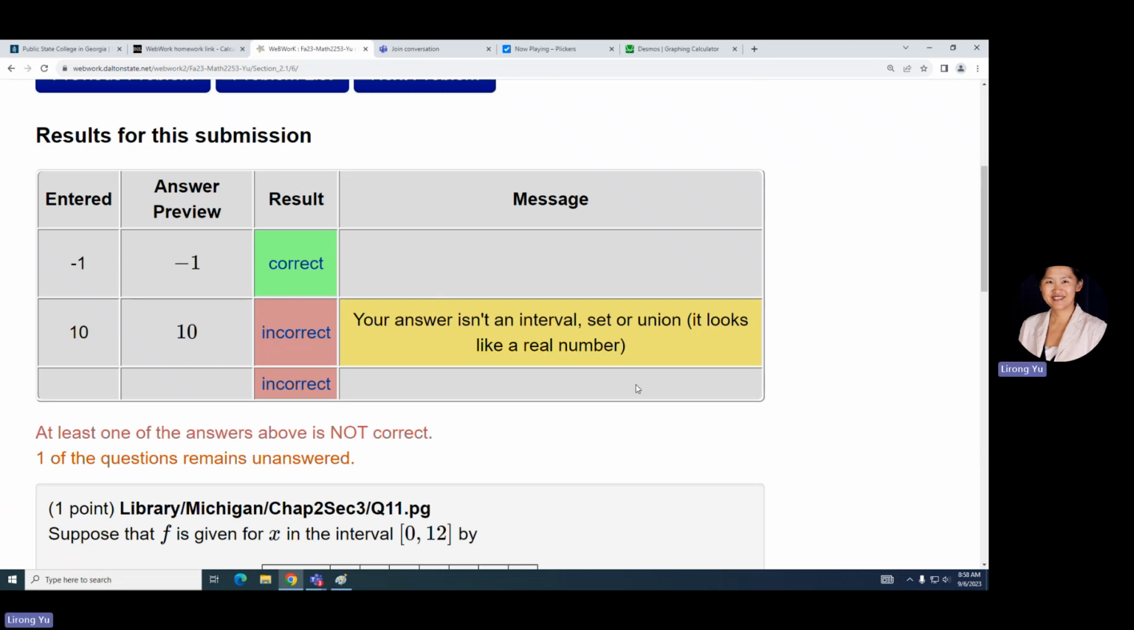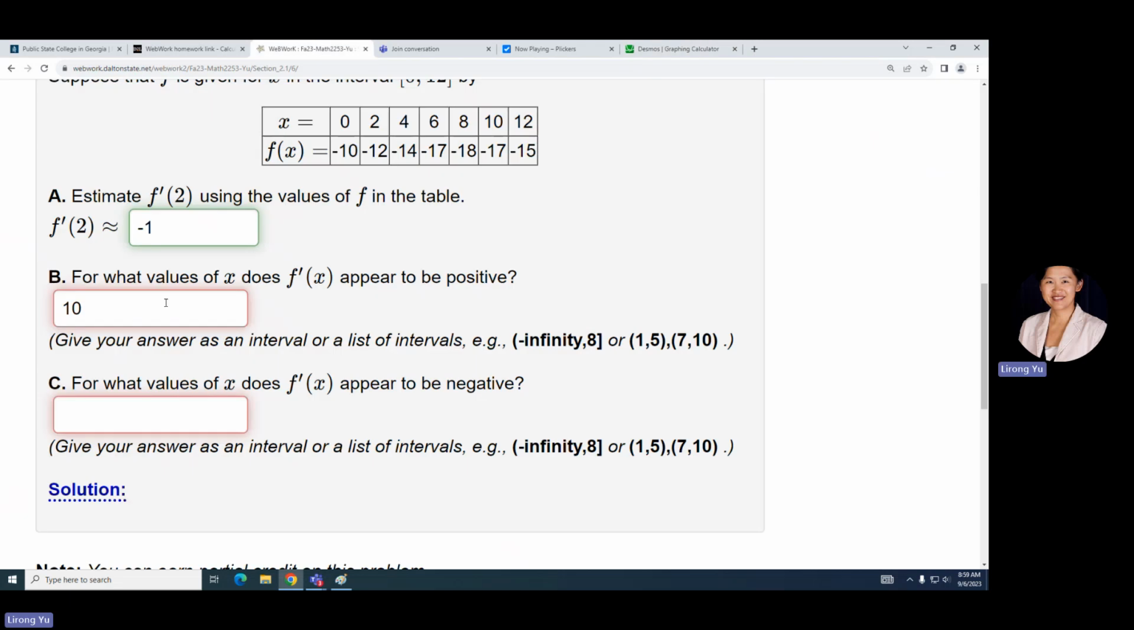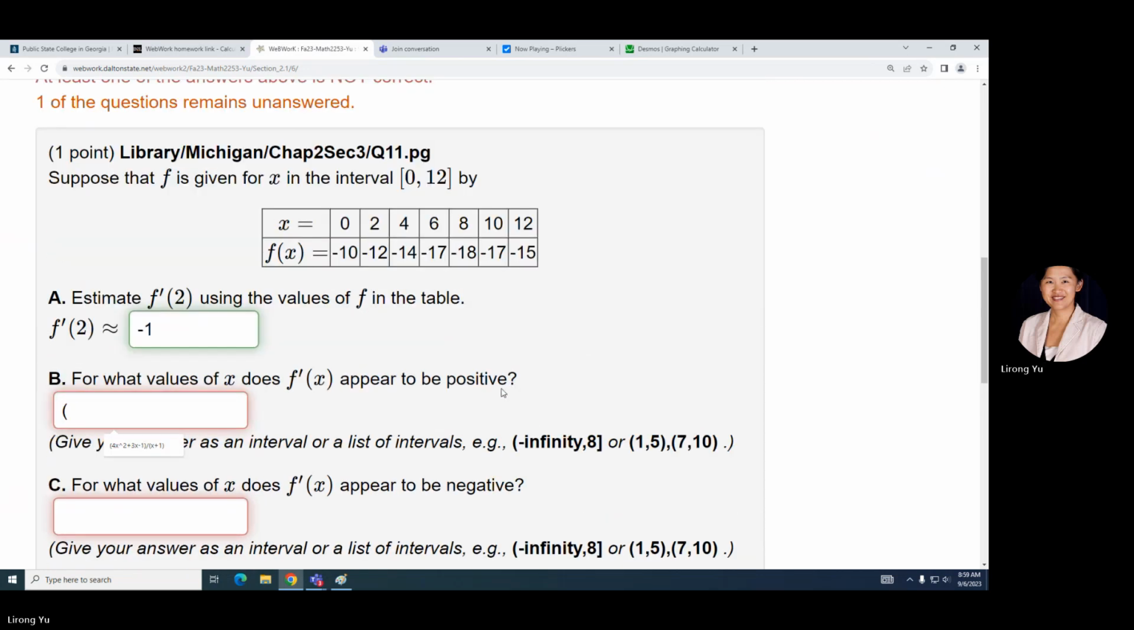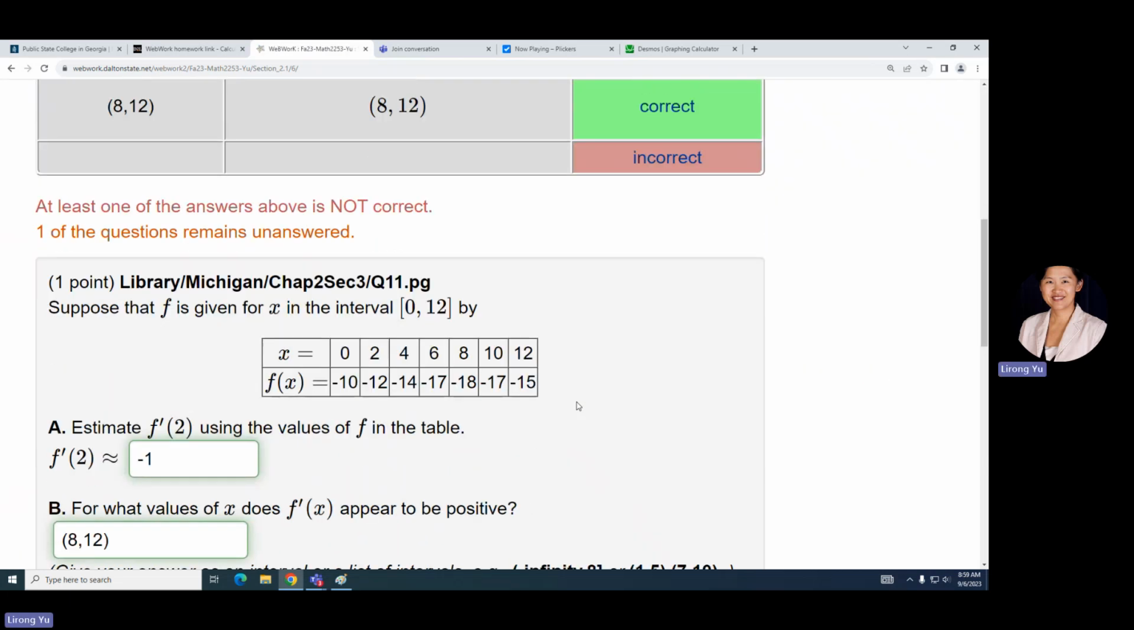This is an interval. So we're supposed to enter an interval. This is 8, this is 10, this is 12. So I'm guessing 8 to 12 seems to be increasing, and 0 to 8 seems to be decreasing. So it's decreasing all the way and then increasing from 8 to 12. So enter the interval. This is an interval. 8. That looks like it's fine.